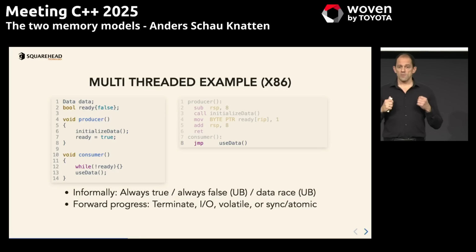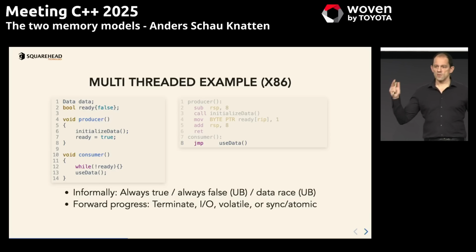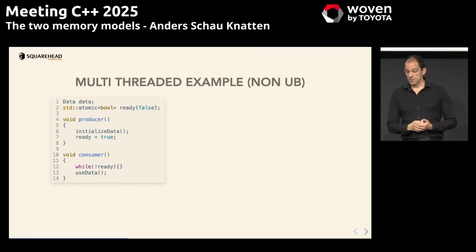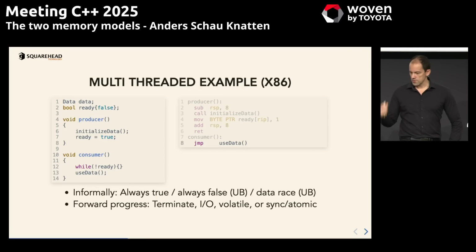Formally, it's about forward progress. There's a rule saying that the implementation can assume that all threads will eventually terminate, do some I/O, or do some volatile or synchronization or atomic stuff. We're just reading a bool, so we're not doing any of those. So this thread is not making forward progress. That's undefined behavior, and there's a proposal to change it for trivial loops like this. So yeah, this doesn't work.